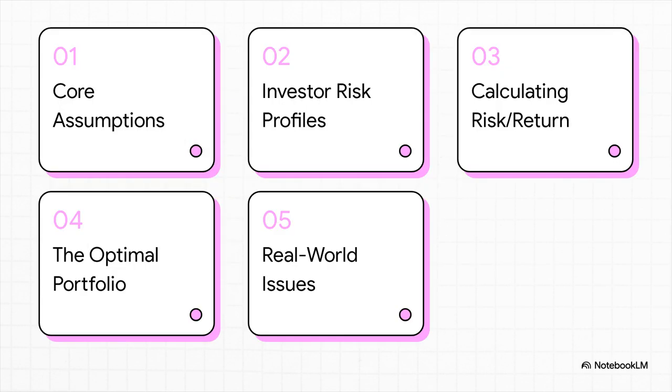So here's how we're going to break it all down. First, we'll look at the core assumptions the theory is built on. Then, we'll talk about different types of investors. After that, we'll get our hands dirty with the actual calculations for risk and return and see how that leads us to the so-called optimal portfolio. And finally, we'll bring it all back to earth and look at the real-world challenges.